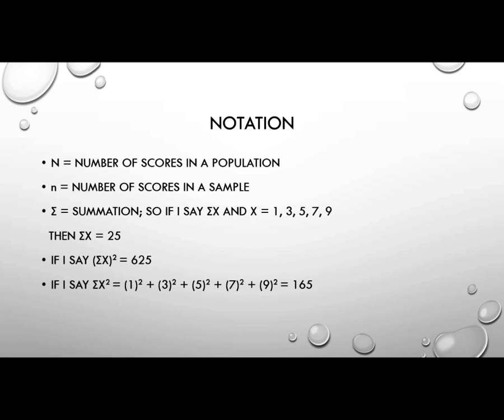So if I say the sum of x, and the x values are 1, 3, 5, 7, and 9, then I add 1 plus 3 plus 5 plus 7 plus 9, and I get 25. So if I say the sum of x, quantity squared, then I put the square on the outside of that 25, and I get 625. But if I say the sum of each x squared, then I have to square them individually, and I get a different number. So you just have to be careful.